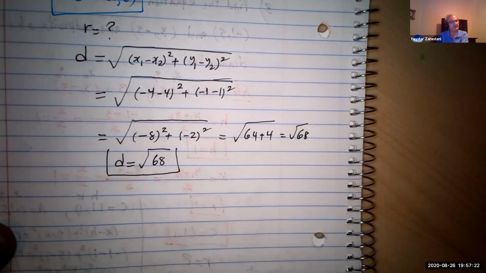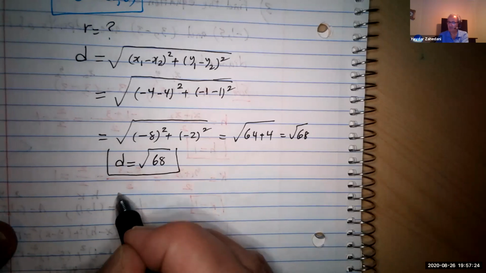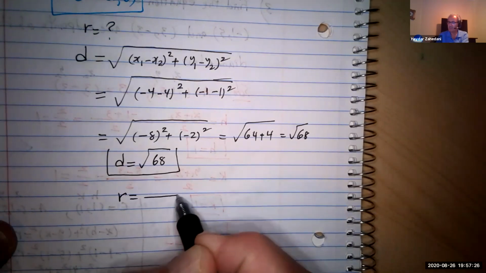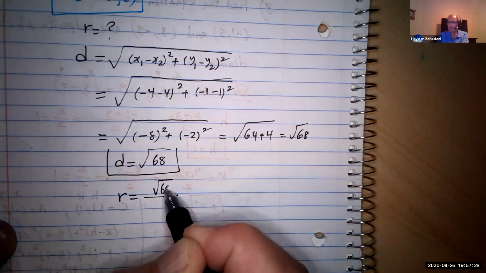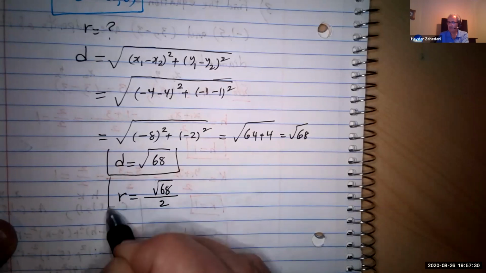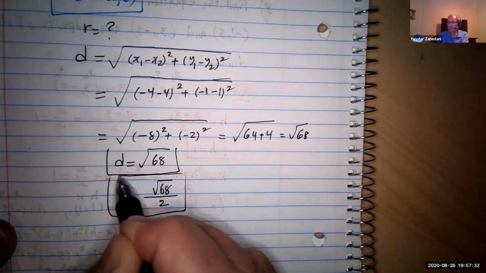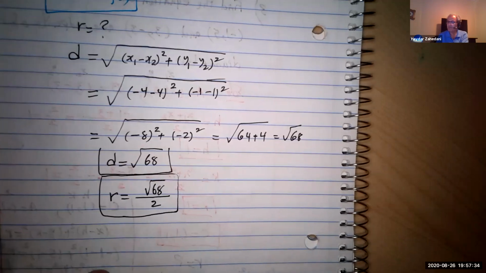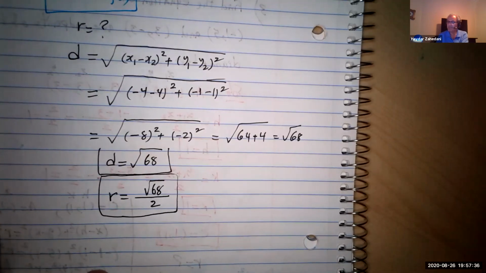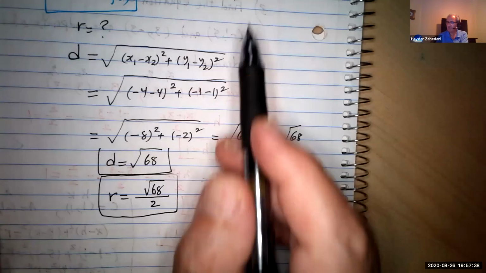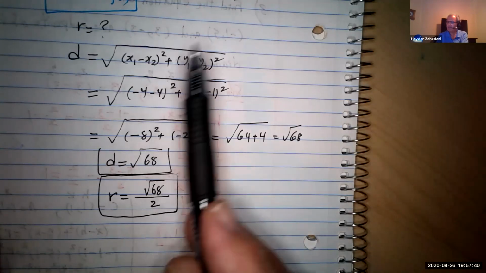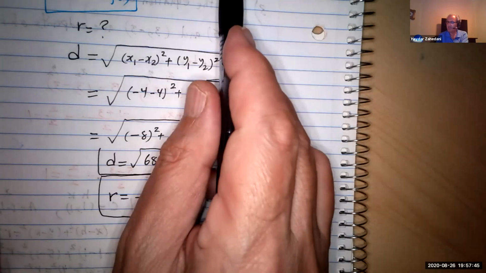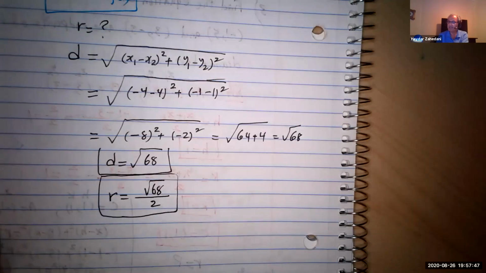But you want to find the radius. For the radius, you have to divide it by 2, you see. Radical 68 divided by 2 gives you the radius. That was negative 4, 4, give it 8, 64. Then we have a negative 1 minus 1. That's correct. So this is the second method, you can use either one.